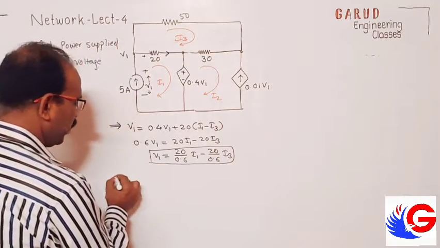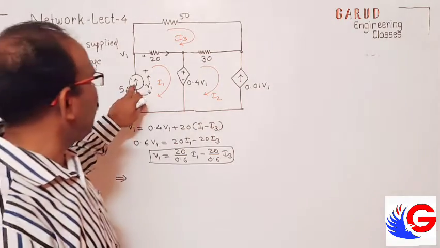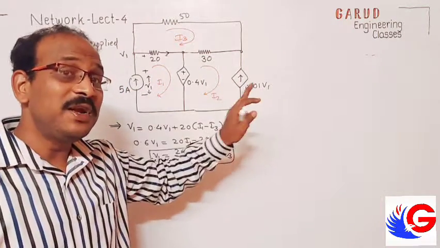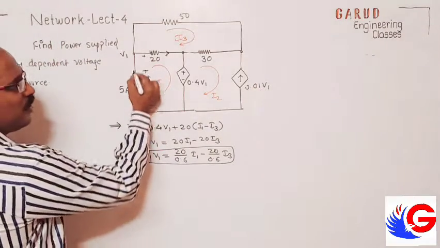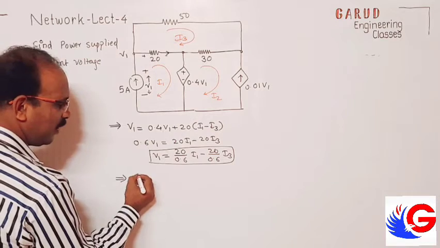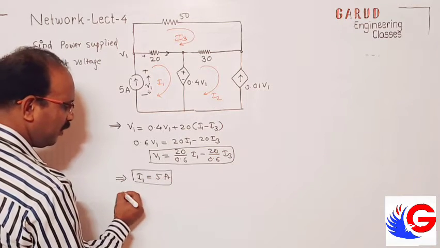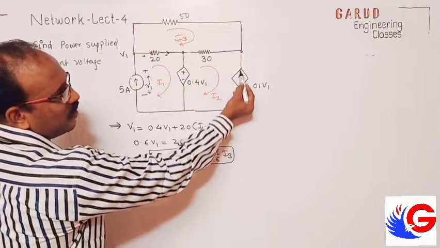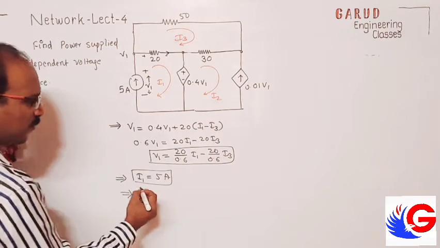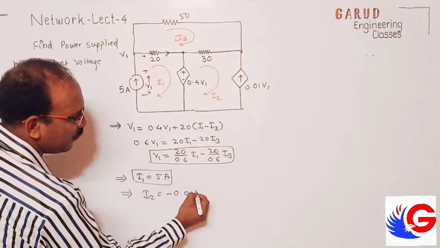Now, important thing is what next? Now we will solve the ordinary network. But there are two current sources, I1 and I2. First, express the current sources in terms of loop currents. That is the rule of KVL. So, I1 equals what? 5 amperes, directly given. What about I2? It is in the opposite way. So, I2 equals minus 0.01 V1.